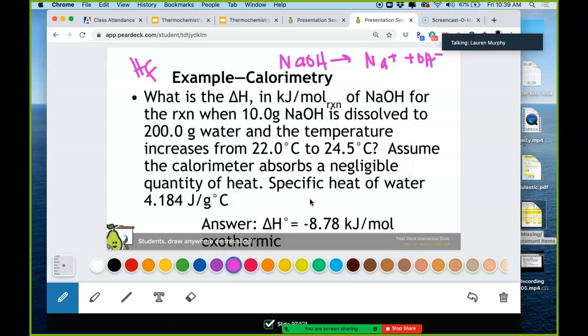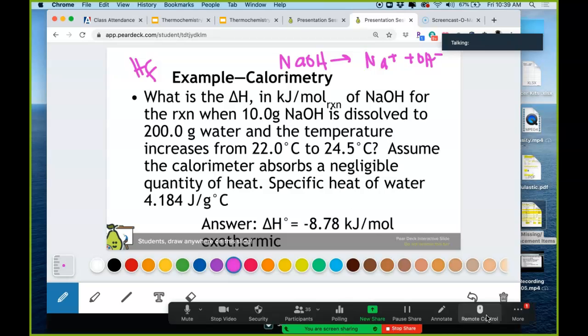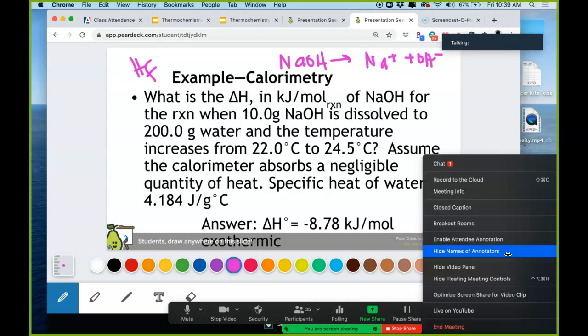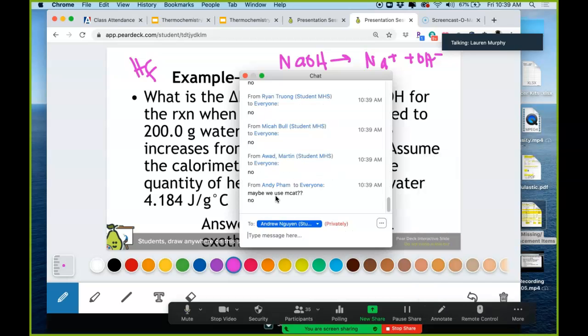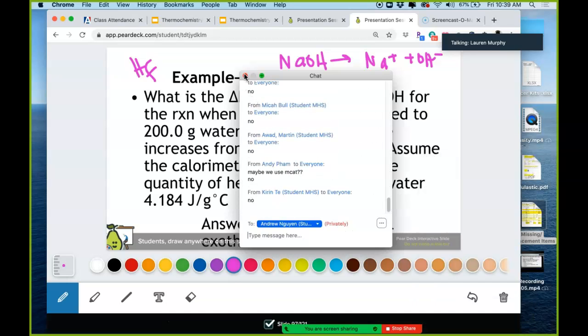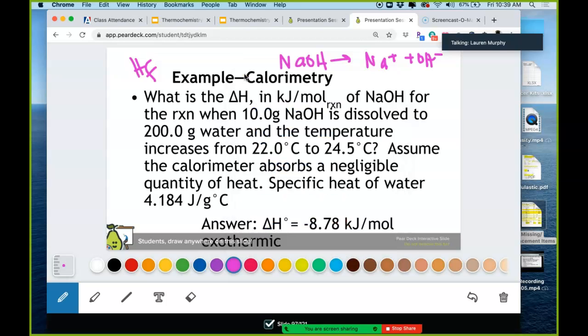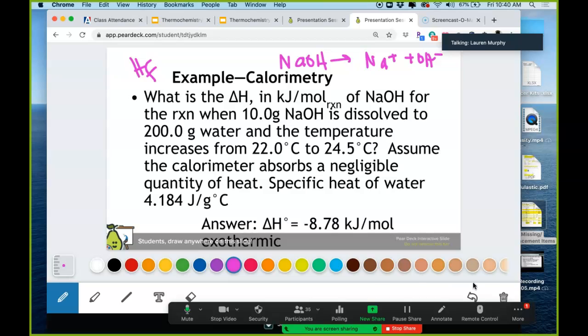Hess's law of the long way, where you have a couple reactions to make the overall reaction. Do you see any of those anywhere? Nope. So Andy said, maybe we use MCAT. What do you think? Do I see a temperature change? Do I see a mass? Do I see a specific heat?